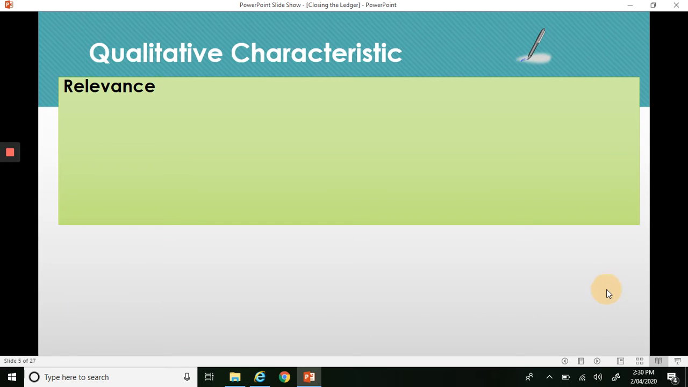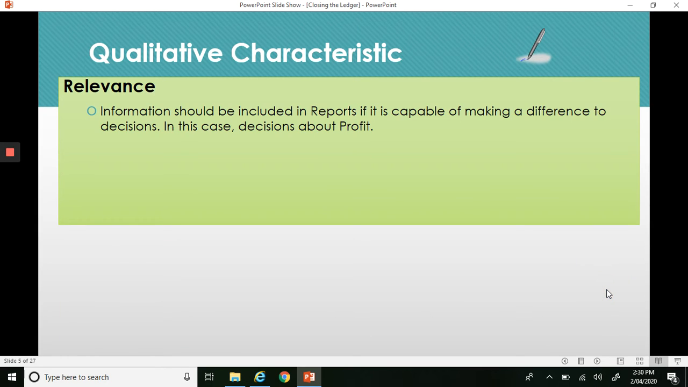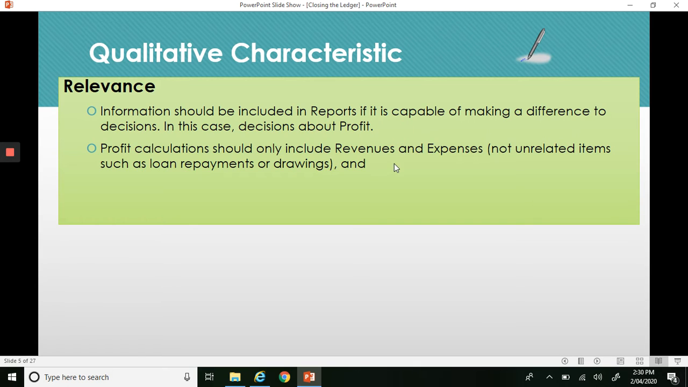The qualitative characteristic that relates is relevance. Information should be included in reports if it is capable of making a difference to decisions. So that's your basic definition. In this case, of course, the decisions are about profit because this particular topic is all about profit. And profit calculation should only include revenues and expenses, of course.